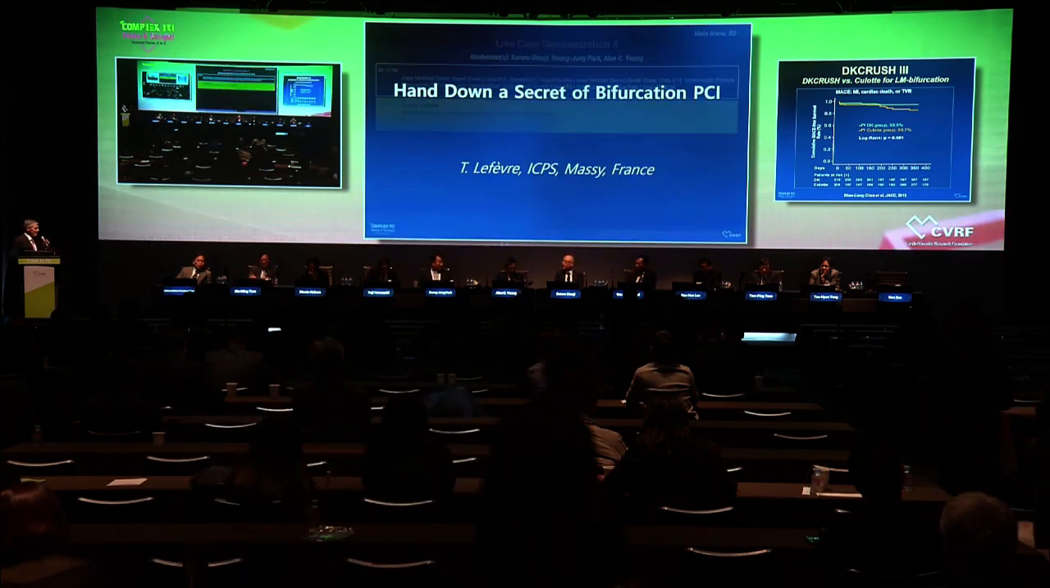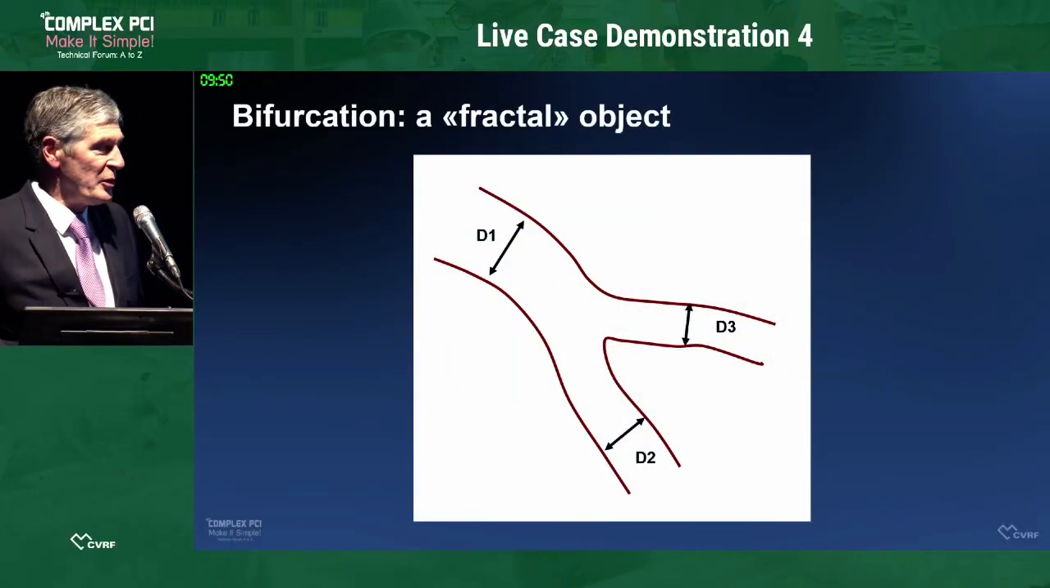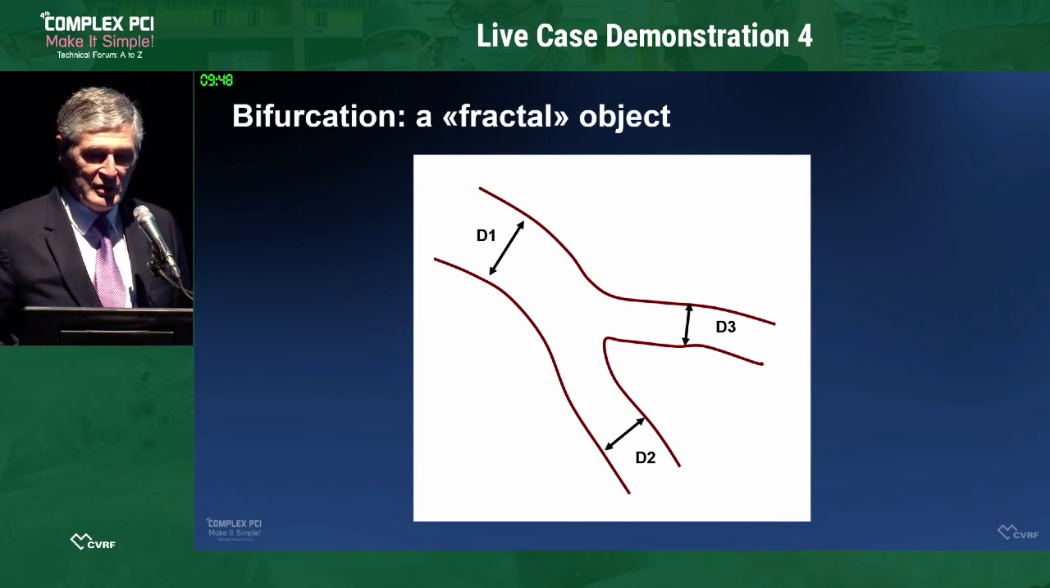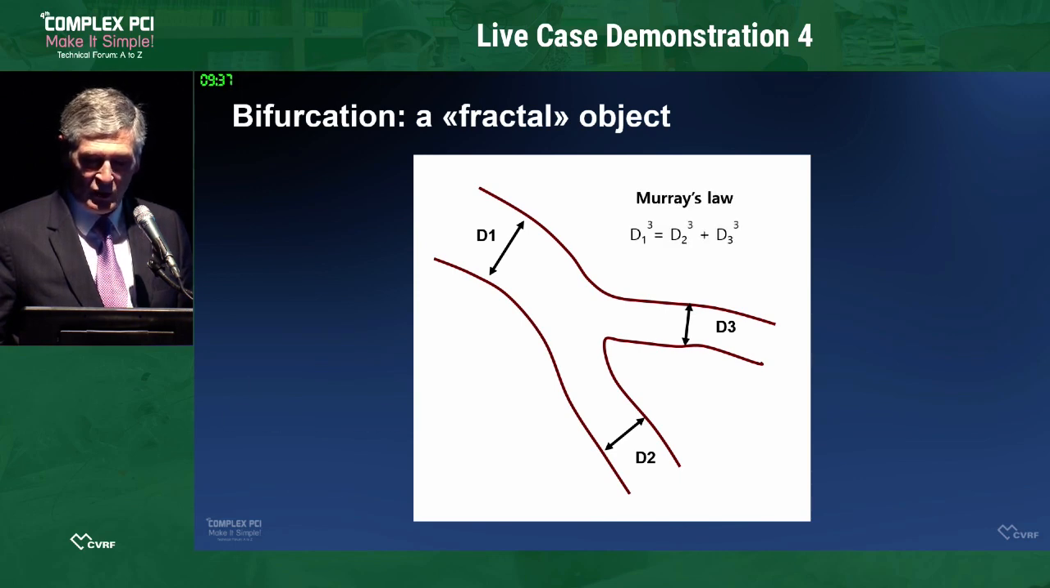Thank you very much. So again, it's really a pleasure to be here and to share a secret of bifurcation lesions. I think it's very important to have in mind that bifurcation is a fractal object with three diameters: the main branch proximal, the main branch distal, and the side branch. So this is crucial if you want to treat bifurcation lesions.